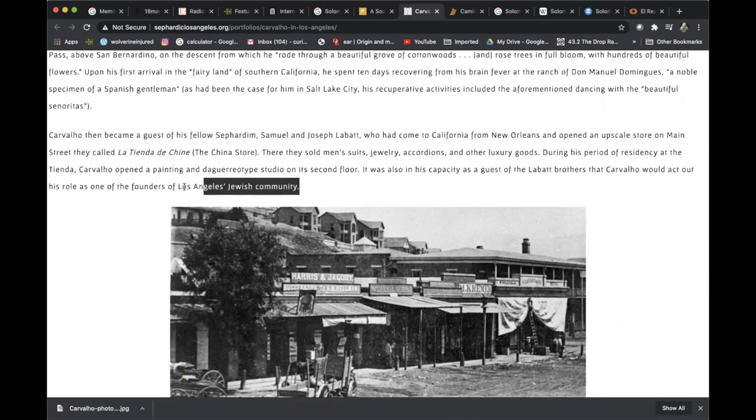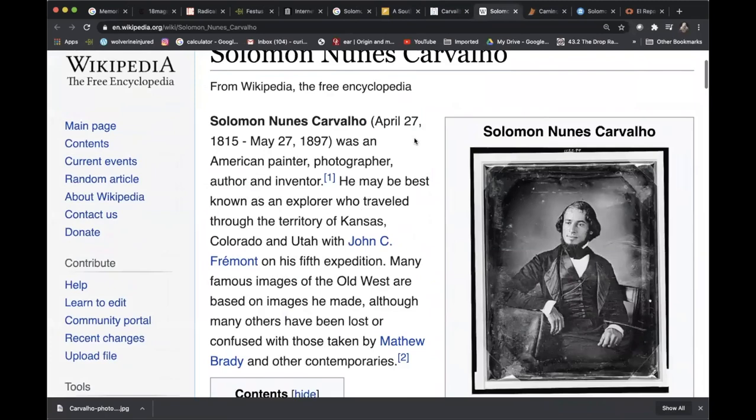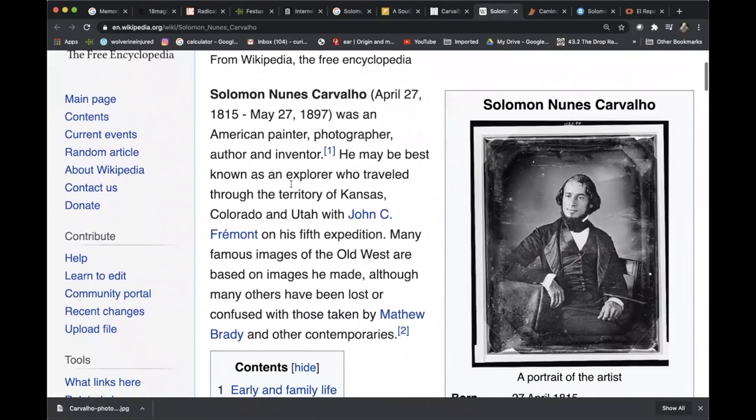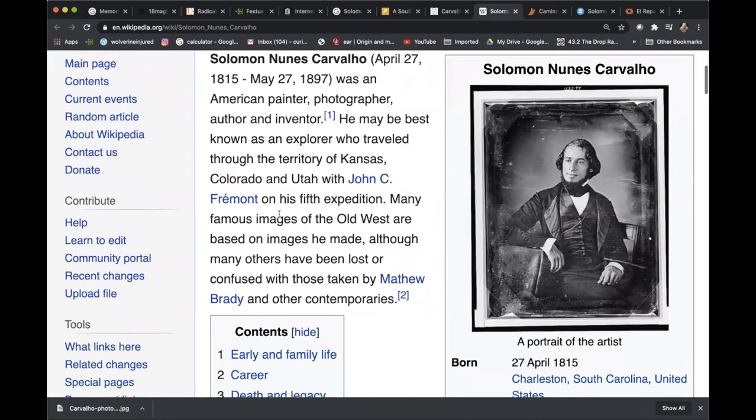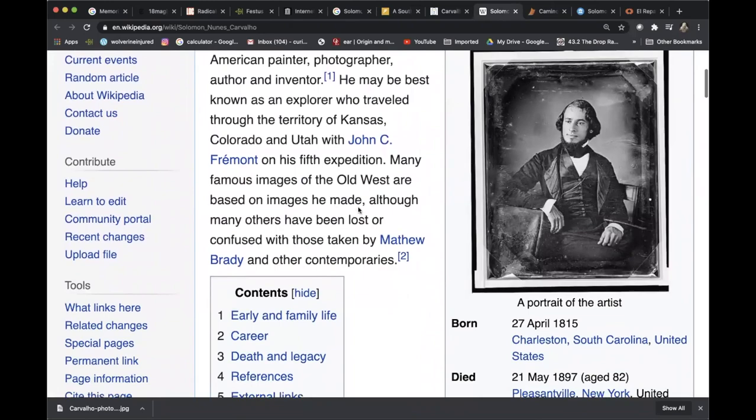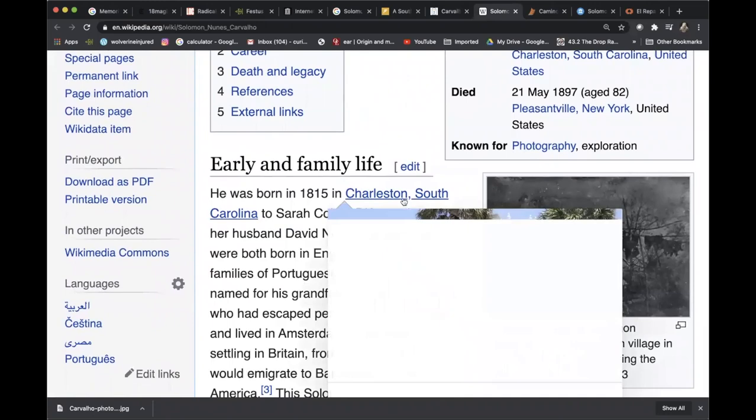So, a South Carolina Sephardic Jew, right? So here he is on Wikipedia. Solomon Nunez Carvalho was an American painter, photographer, author, and inventor. He may be best known as an explorer who traveled through the territory of Kansas, Colorado, and Utah with John C. Fremont on his fifth expedition. Many of the famous images of the Old West are based on images he made. He was born in 1815 in Charleston, South Carolina.